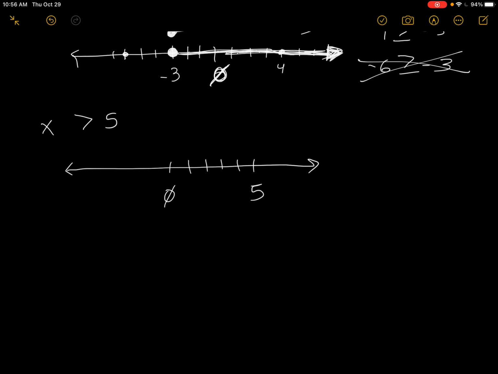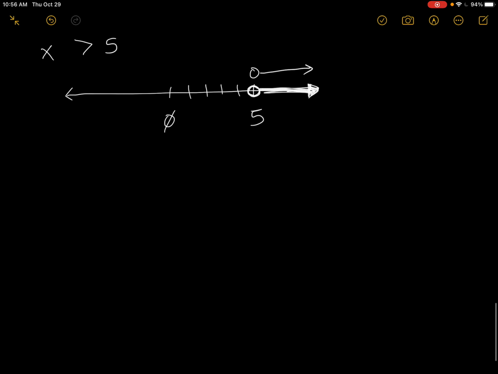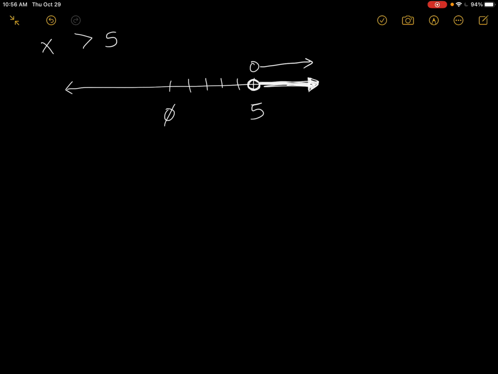Okay, so this time x is greater than 5. Is that going to be a closed or an open circle? It's going to be open, right? Because it cannot be equal to 5, it can only be greater than 5. So 5 is our reference point. Greater than means I shade to the right. Either way you want to do it. You might get something like this.